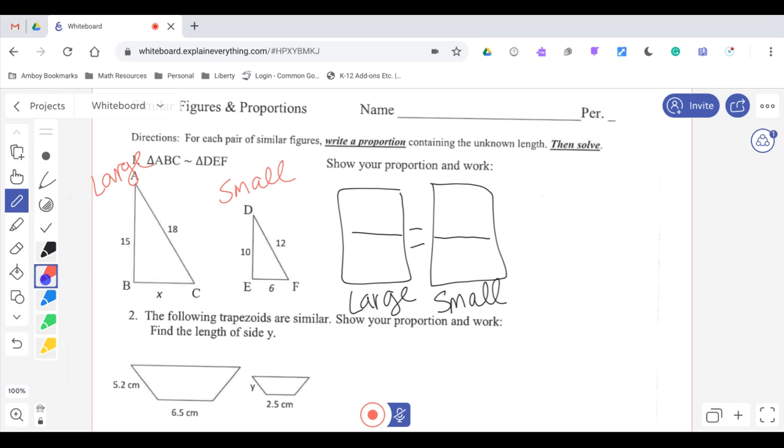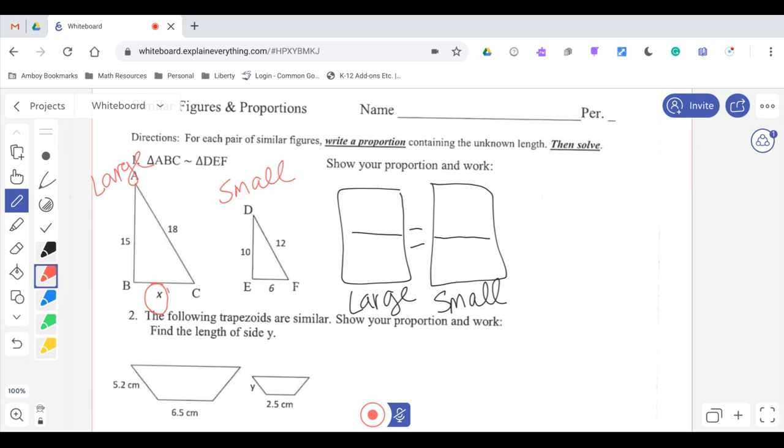So let's look at our actual problem now and see what side are we missing? What side don't we know? On the large shape, I have 15, 18. Oh, and then I'm missing a side here. On my small triangle, though, I have all 3 sides.